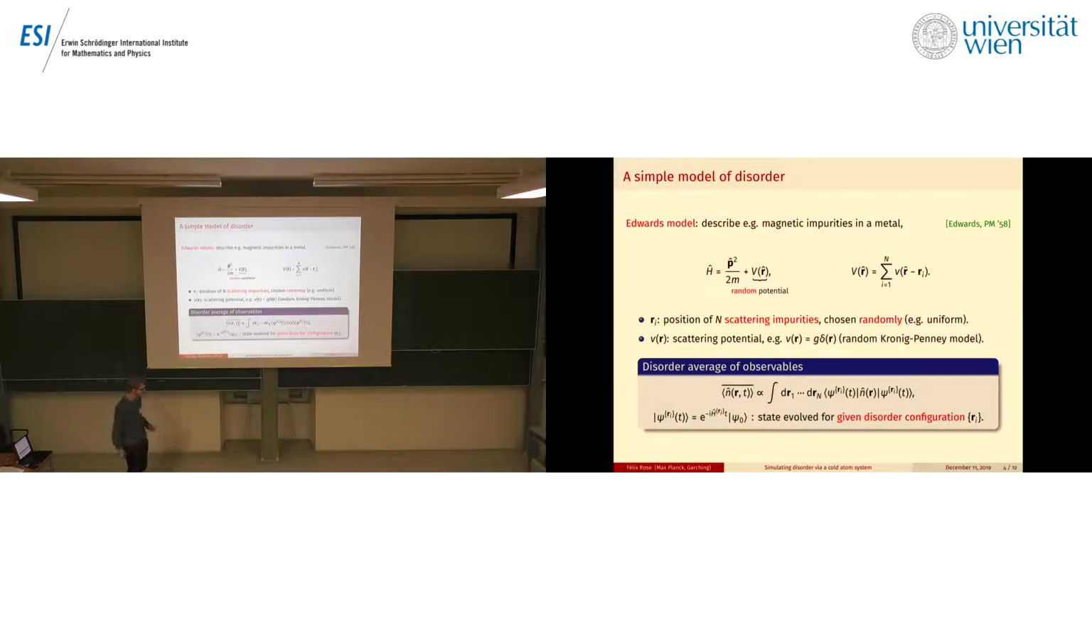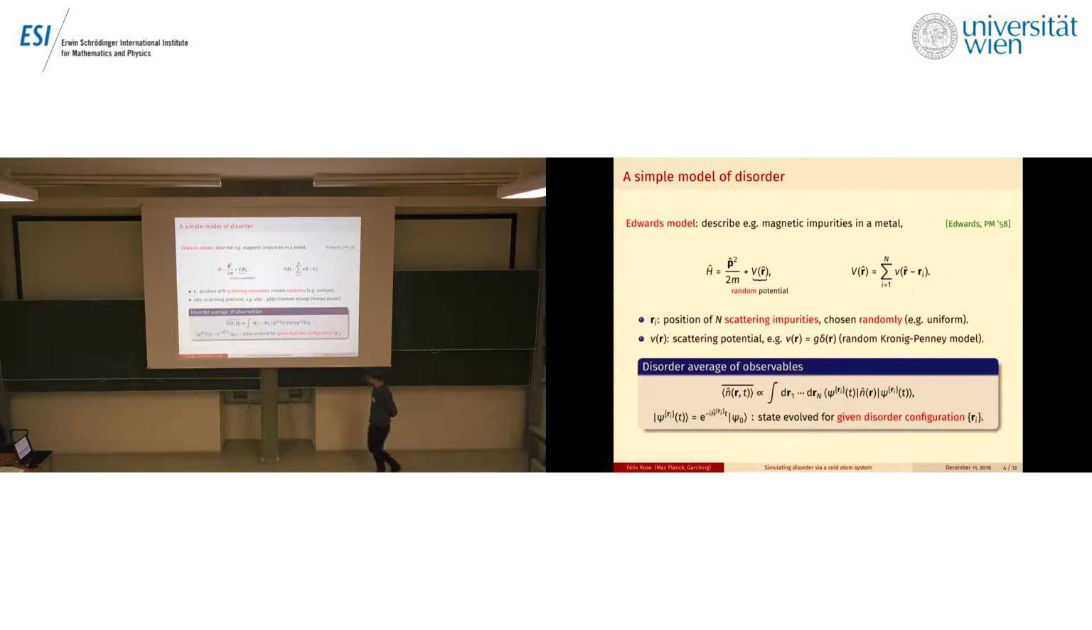And if you want to compute some disorder averages for your problem, then you fix a configuration of disorder, so sample your points, compute the evolution of the wave function for the electron, and take the average.